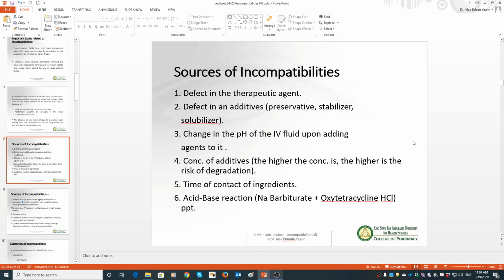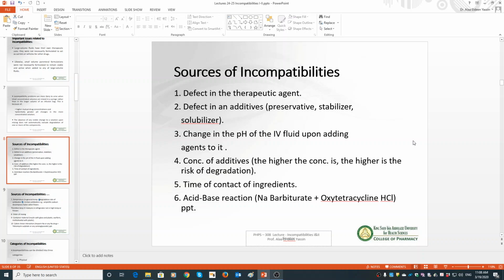Also, acid-base reaction, very important. Acid-base reaction is a common chemical reaction that occurs and changes the activity of your drug. If you have two drugs, one of them acidic and the other an alkaline drug, you can identify this easily from the chemical entity.